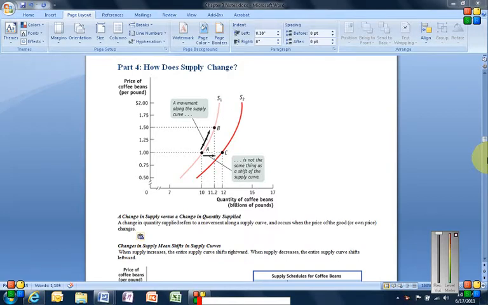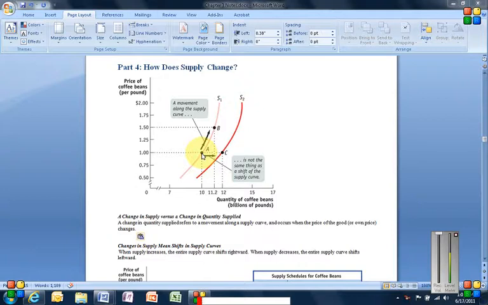So how does supply change? Well, just like with demand, you need to understand there's two different ways that this phenomenon can change. One is we can slide from one point to another along the curve, and as the price that prevails in the market for the supply of that product or service changes, the quantity supplied will also change.